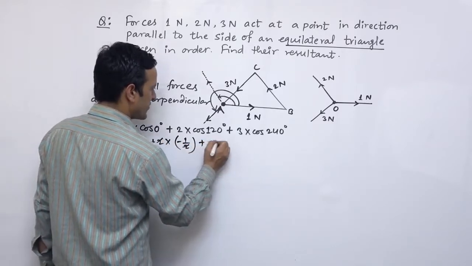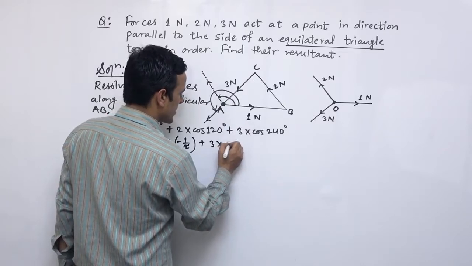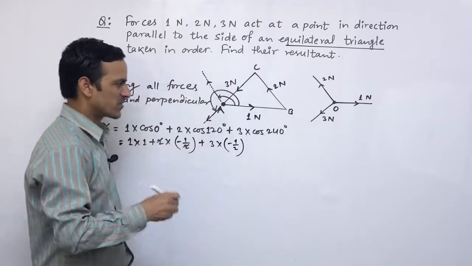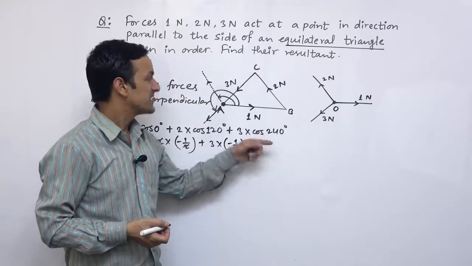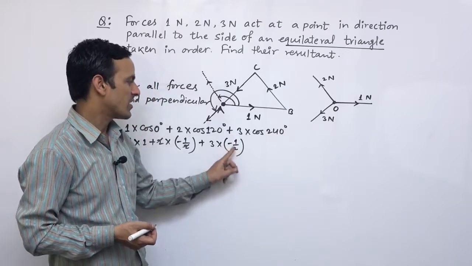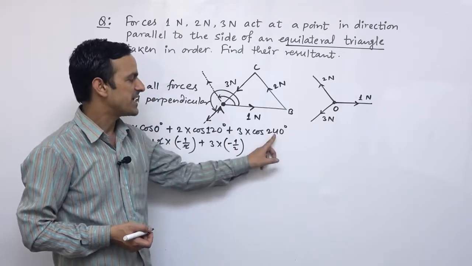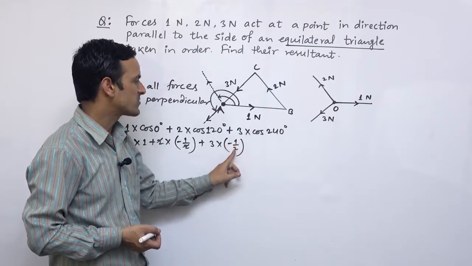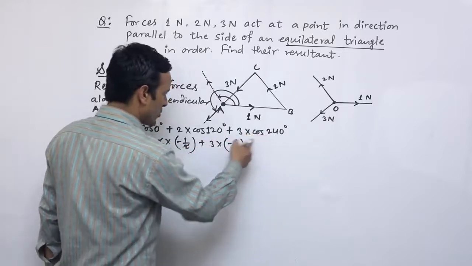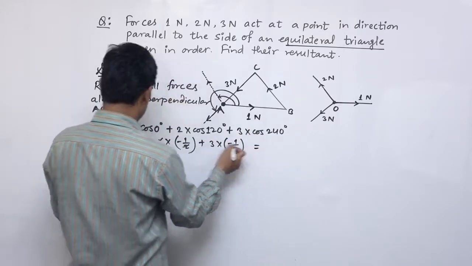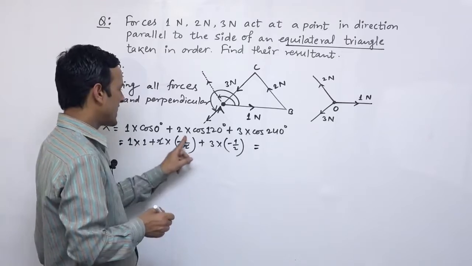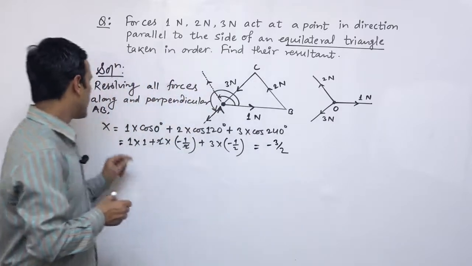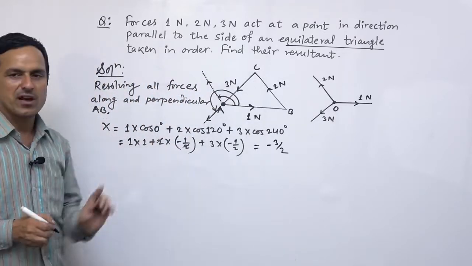Cancel, and 3 into cos 240 also means minus 1 by 2, because it is 180 plus 60, which means minus cos 60, and cos 60 means 1 by 2. So it lies in the third quadrant, and in the third quadrant cos is negative, so minus 1 by 2 is the value of cos 240. When you solve it, 1 and 1 cancel, and minus 3 by 2 is the result.